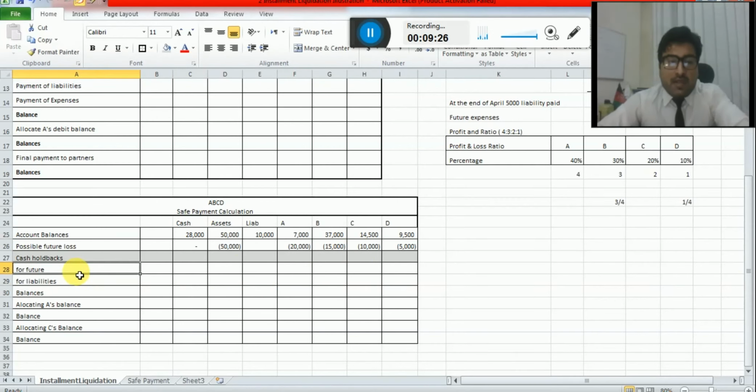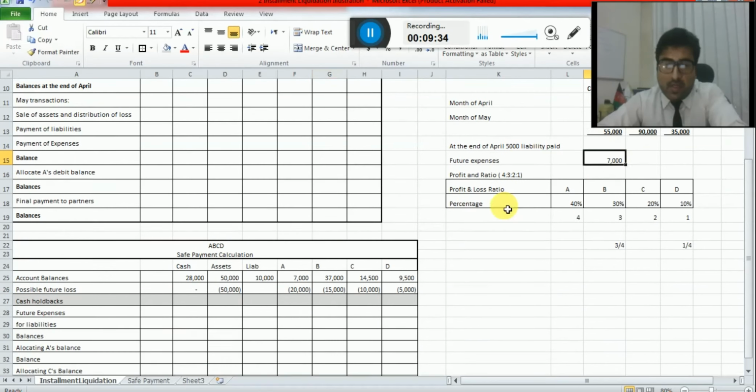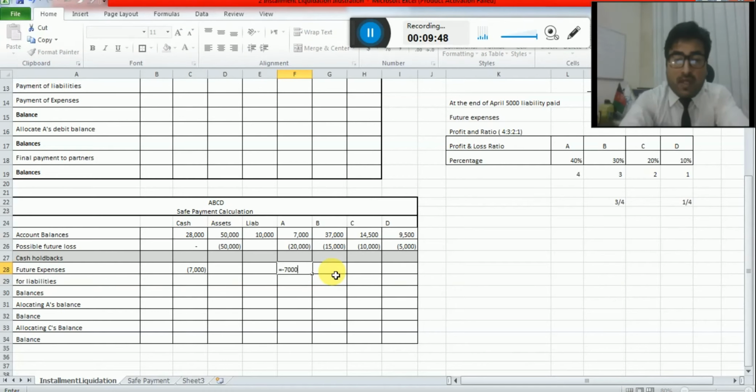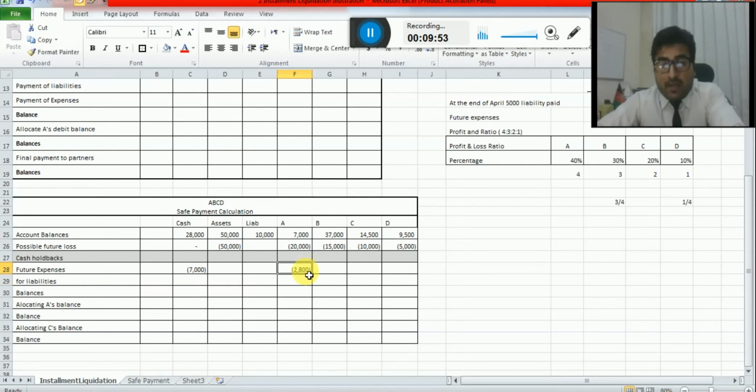Okay, how much is future expenses? We have expenses that is 7,000 in the future. Also liquidation expenses we have, so minus 7,000 expenses, and also the same ratio, you have to subtract expenses from all of them. So 7,000 multiply, what is the ratio of the first partner? That is 40%, and then drag it to the right and only change the ratio for each partner. Okay, 2, and finally we have 1.